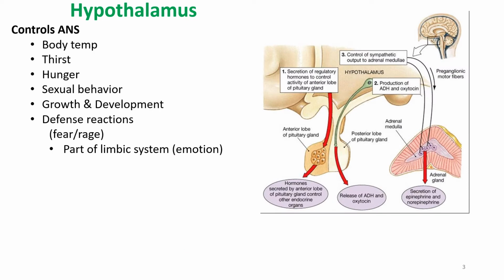So the hypothalamus controls our autonomic nervous system. I'm just listing a few of them here for you. It's going to be controlling our body temperature, thirst, hunger, sexual behavior, how we grow and develop, our defense reactions, so all that stuff involved with the limbic system, the fear and rage and recognition of danger, and how that's all tied to emotion. So all of that is going to be controlling all of these different hormones that we put out.